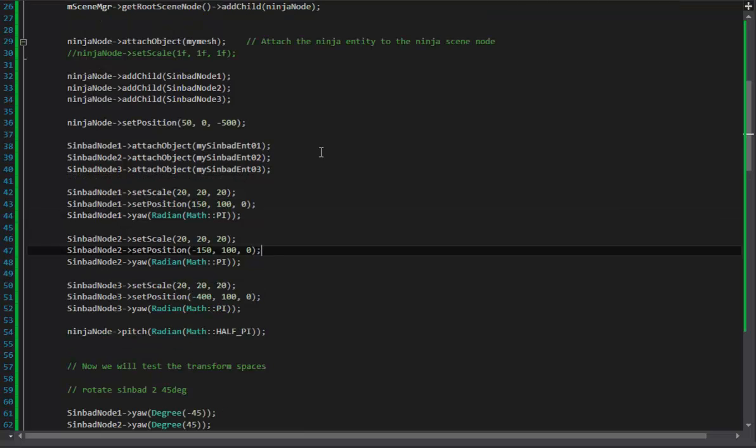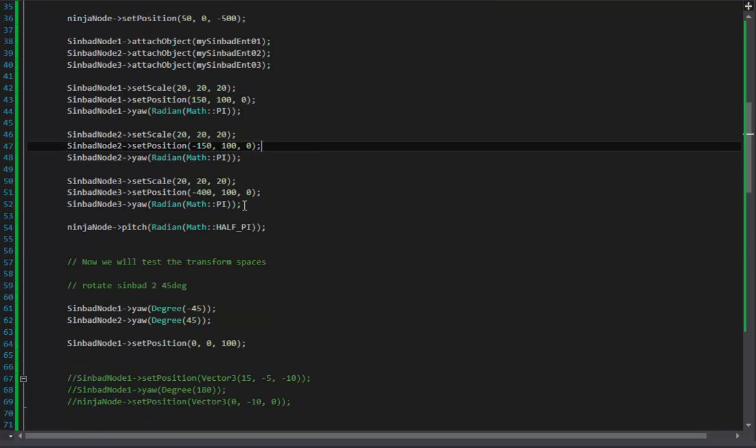So if you look at the set position of Sinbad node 1, where have I placed it? Sinbad node 1 is at 150 units on the x-axis, 100 units on the y-axis, and 0 units on the z-axis. So when I move 100 units on the z-axis, it's going to place it behind. So what if I want to translate my Sinbad in different coordinate systems? That operation is done through the translate method.